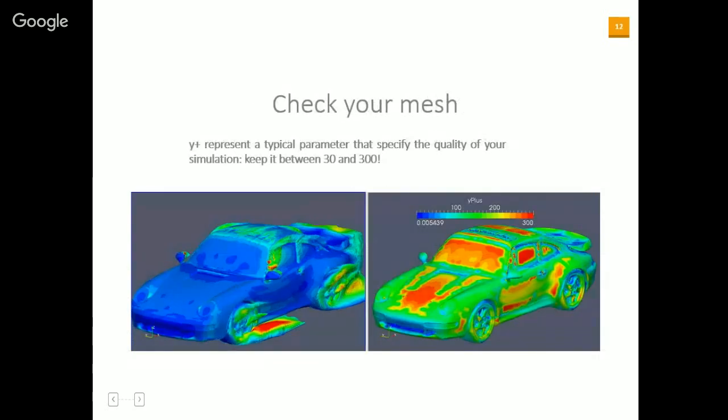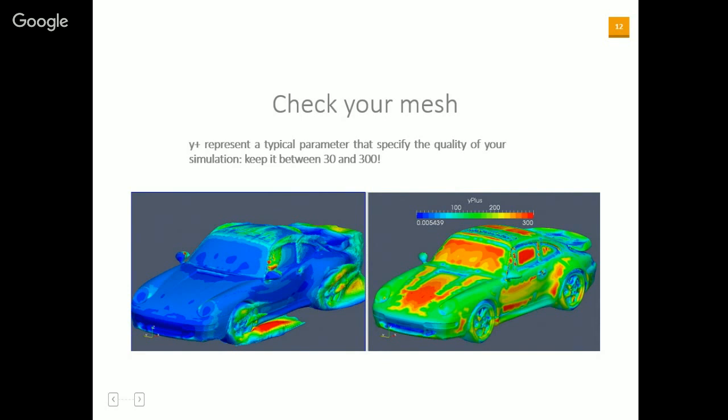Another very important phase of the simulation is the mesh specification. In particular, there is a Y+ parameter, which is very, very useful in order to understand whether the mesh has a good wall resolution, so whether it's possible to actually capture the velocity gradient close to the wall. In general, we suggest to maintain this parameter between 30 and 300.